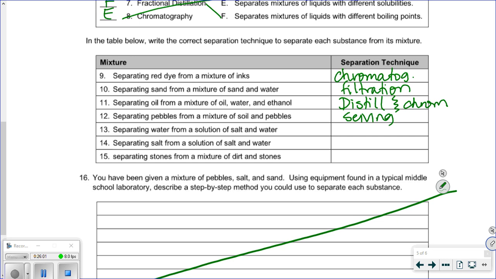Okay. Separating water from salt and water. We could use distillation. We could also use evaporation, right? Separating salt from a solution of salt water. Same thing. Distillation or evaporation. And separating stones from a mixture of dirt and stones. That would be sieving. And I might have spelled sieving wrong, but you guys know how well I can spell.